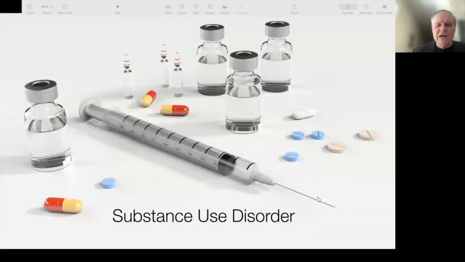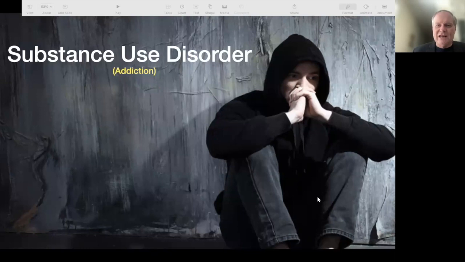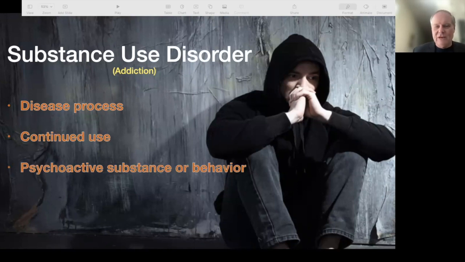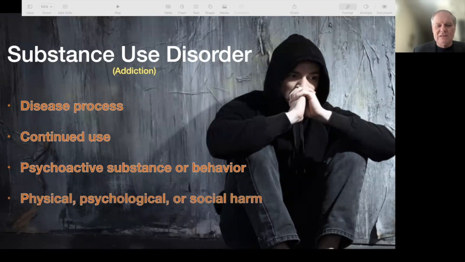So with substance use disorder, we have the usual drugs, if you will, the injectables and the pills, but we also have alcohol that's involved. As you know, substance use disorder, a simple definition that I like to remember, it is a disease. It is a disease process, and the disease process has signs and symptoms associated with it. So it's a disease process earmarked by continued use of either a psychoactive substance or a behavior. And psychoactive substances obviously are drugs and alcohol, and then behaviors could be anything from gambling to food addictions, different types of behavioral addictions. And it's incurred, or we use those drugs in spite of physical, psychological, or social harm to self or to others.